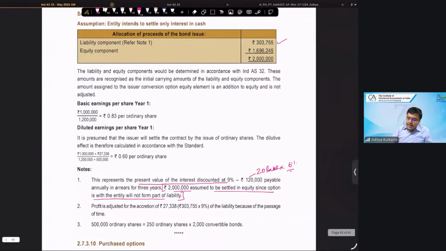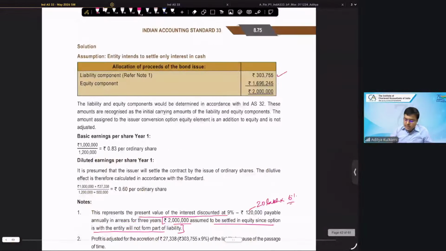So 20 lakh into the present discounting factor gives you 16 lakh 96. So 20 lakhs comes to be your total value. This is determined. This will be your balancing figure. Are we okay with this? Split is okay?